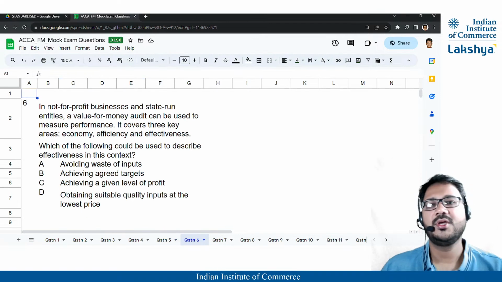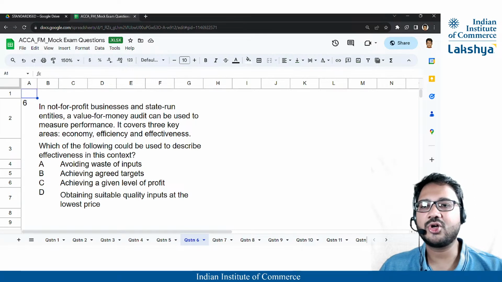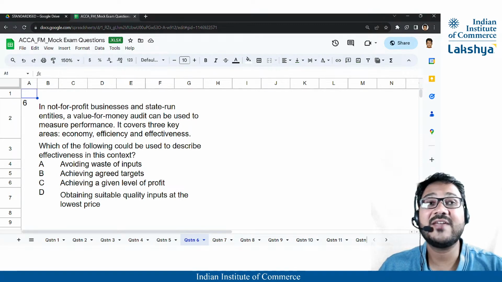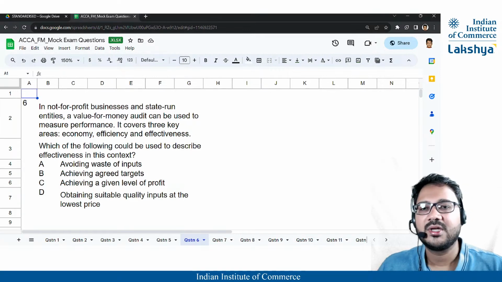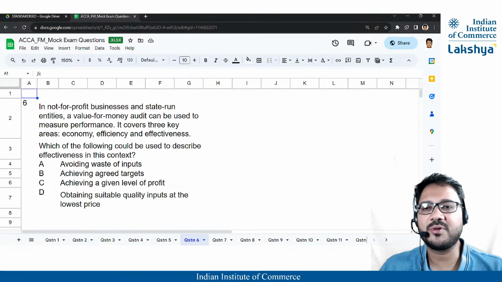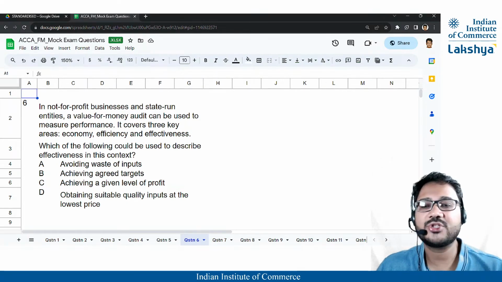Moving on. In a not-for-profit business and state-run entities, a value for money audit, VFM, if you remember, can be used to measure performance. It covers three key areas: economy, efficiency, and effectiveness. Which of the following could be used to describe effectiveness in this context?